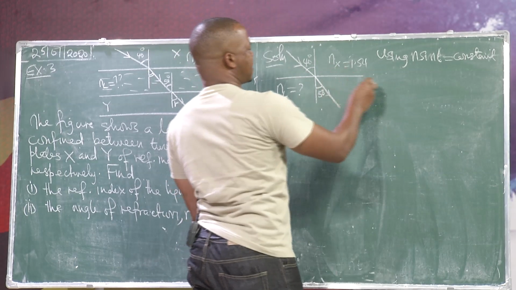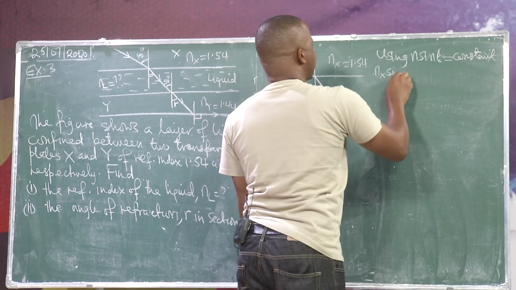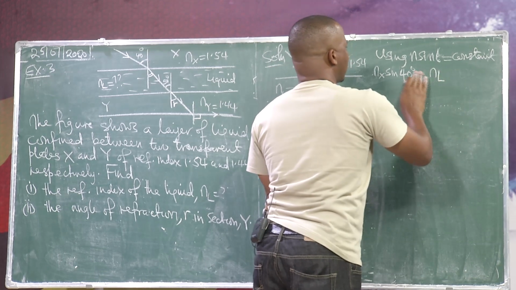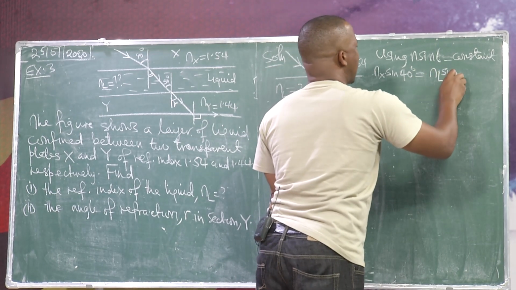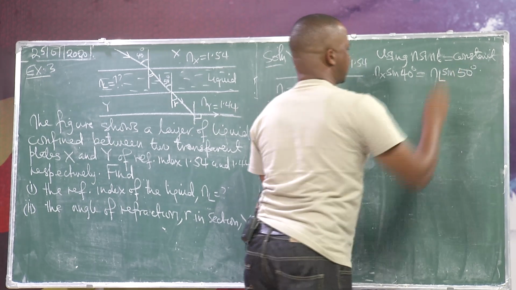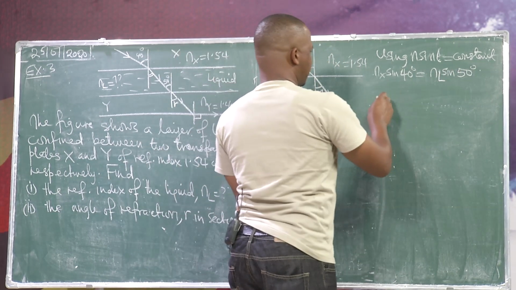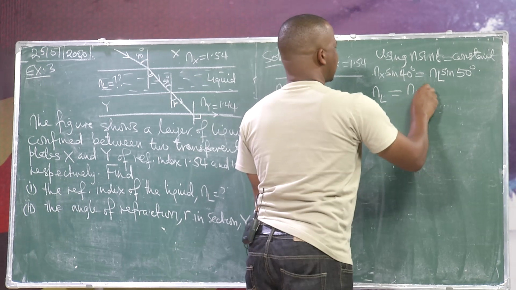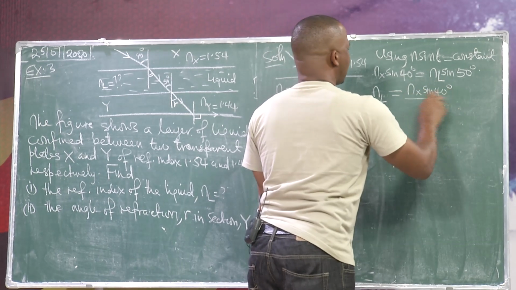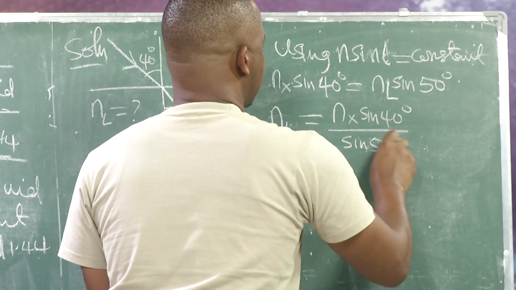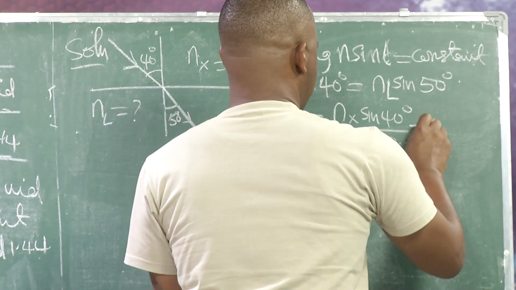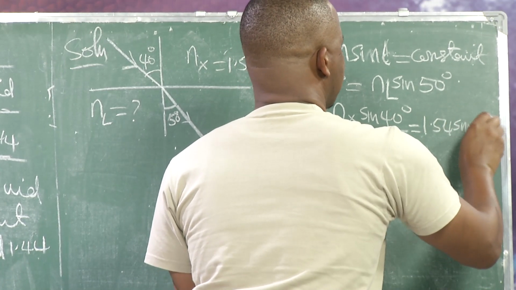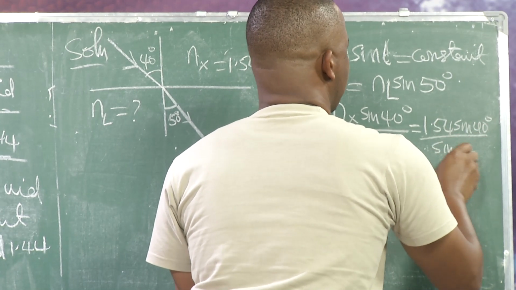Our nX sine of i, which is 40 degrees, should be equal to nL, which we are looking for, times the sine of i, which is now 50 degrees. When we substitute, upon making nL the subject, we shall get nX times the sine of 40 degrees over the sine of 50 degrees. This will give us 1.54 times the sine of 40 degrees over the sine of 50 degrees.